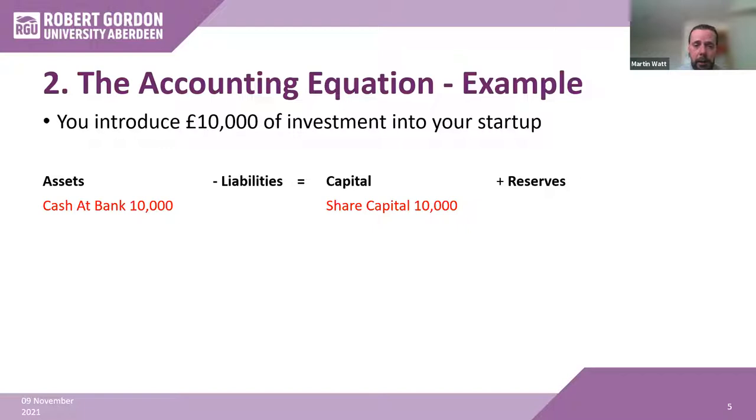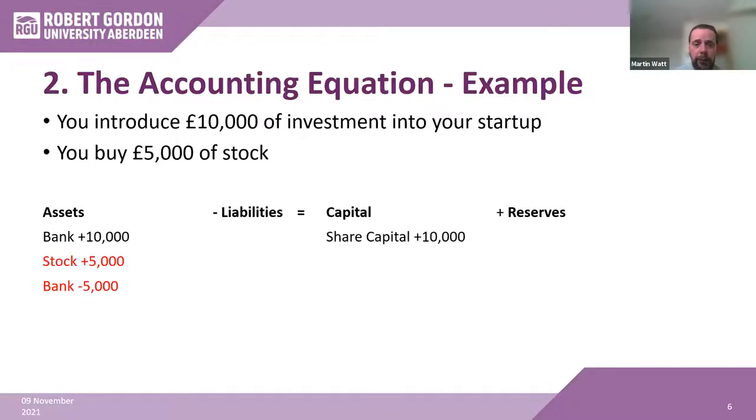So let's add a couple more transactions so you get the idea of what we're doing here. Here we're going to buy £5,000 worth of stock to add to our startup business. So in red there, you'll see that our assets will remain at £10,000 and the capital will also remain at £10,000. The difference in red is that we've replaced £5,000 in the bank account with £5,000 worth of stock. So it's £10,000 on each side still.